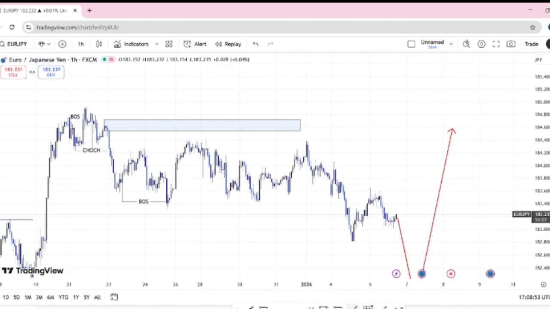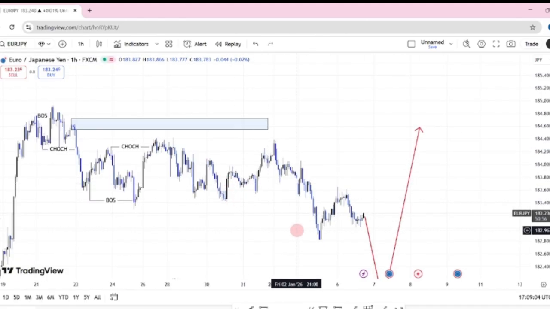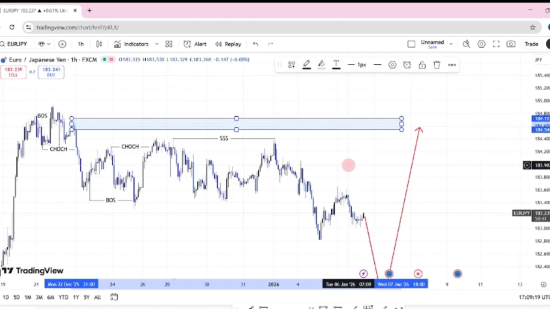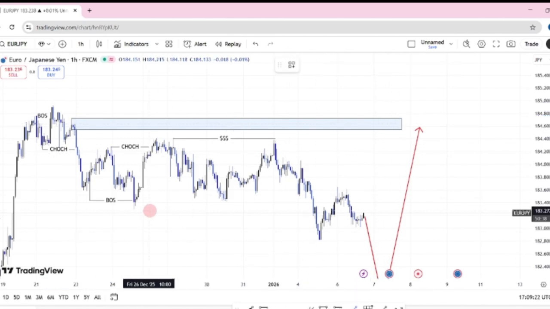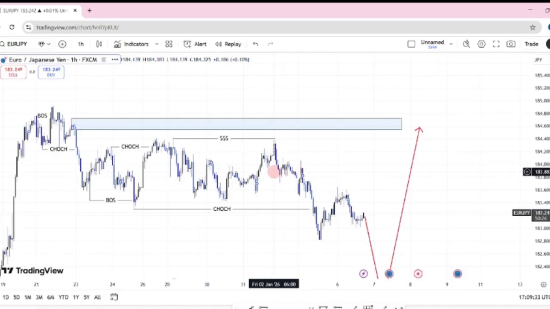All right, so moving forward, we have this as our change of character to the upside. This was our change of character, and at this point here, we had more liquidity build to the upside. We have this liquidity, and this supply still holds. And if we want to go with this, I just want to take from this level to this point. All right, so at this point, we have a change of character to the downside.